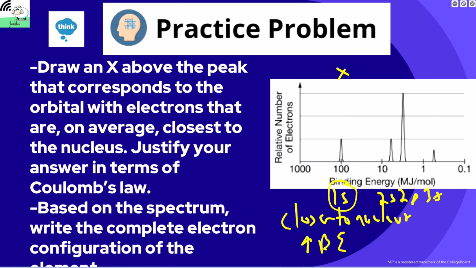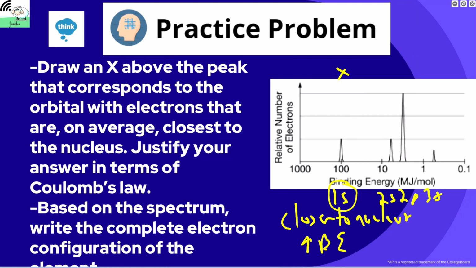So due to the high binding energy that's associated with the 1s sublevel due to its proximity to the nucleus, we can safely say that we have correctly labeled the 1s sublevel. In addition to this, it also says, based on the spectrum, write the complete electron configuration of the element. So we've kind of already gone and done that, but we need to make sure we write the appropriate number of electrons that are present as well.